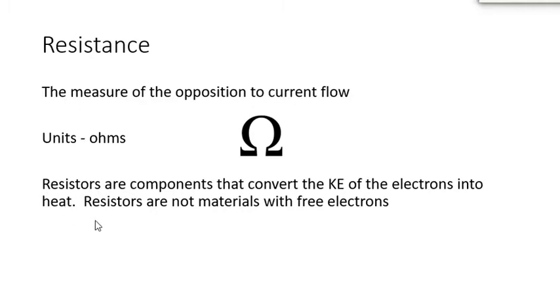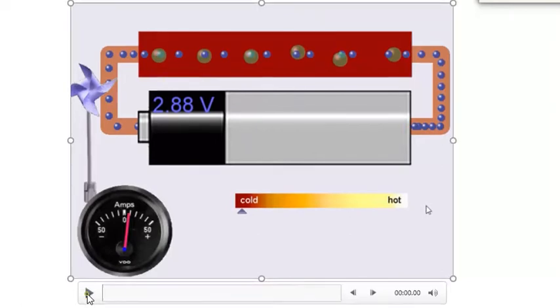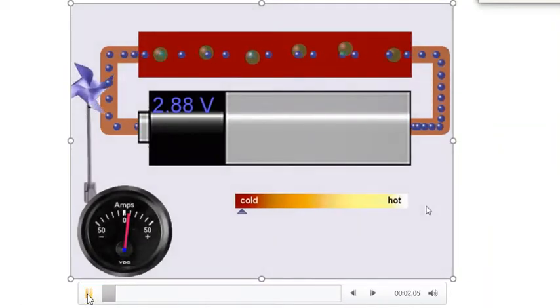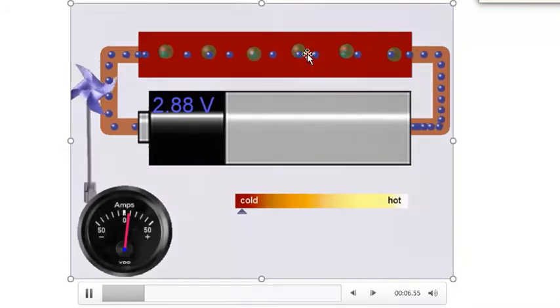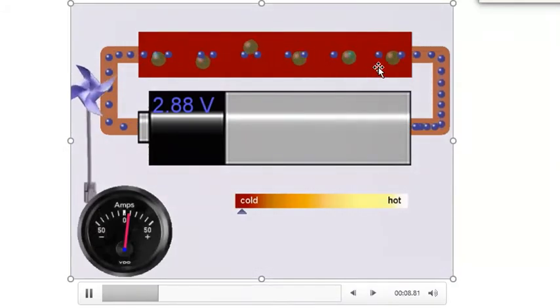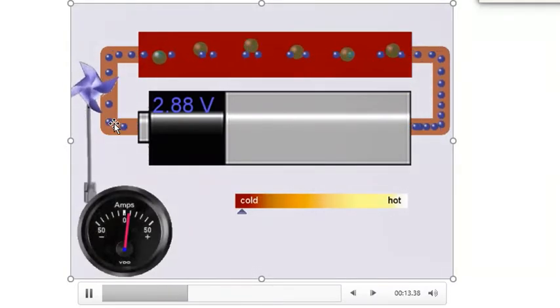So resistors are not material with free electrons. Free electrons are conductors, right? Resistors tend to be materials that want one more electron in their outer shell, so they try and grab these electrons that are going by, and that's what makes it a resistor. So let's say this material is a resistor. We have these electrons. They're fighting their way through, and as they fight their way through, this area here is what slows down the electrons, right? But understand still, the current flowing out of the battery has to equal the current flowing in, right?